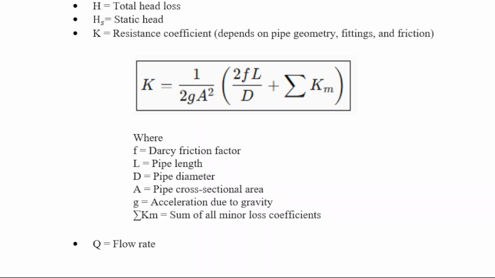And sigma K sub m represents the sum of all minor loss coefficients, which accounts for losses caused by valves, elbows, T's, reducers, strainers, and other pipe fittings. By combining all these parameters, we can determine the resistance coefficient, which is then used to calculate the total head required by the pumping system. This simplified equation provides a convenient way to estimate the total system head by combining the effects of static head and flow-dependent resistance losses.